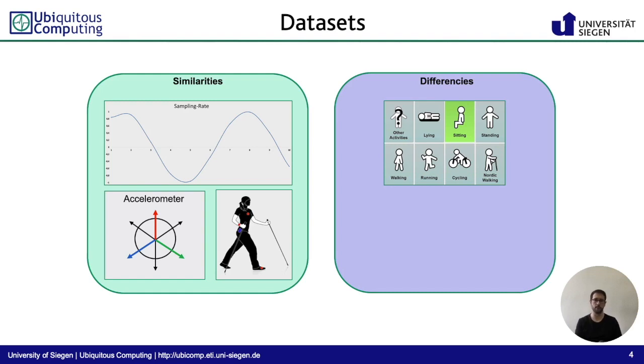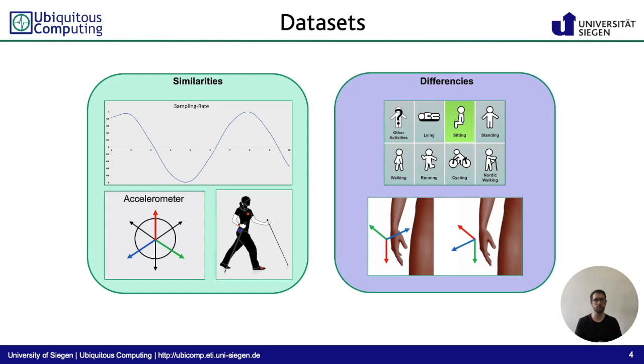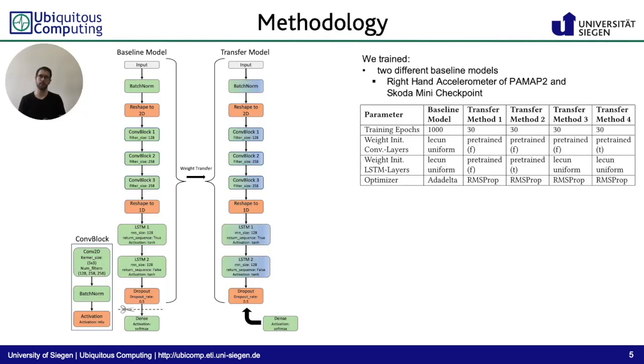After corresponding with the authors of the datasets, we realized that they are recorded with different sensor orientations. We therefore computed every possible permutation and rotation of the axes to be able to test if the classification results increase if we match the sensor alignments. We trained two different baseline models, one with the wrist-worn accelerometer of PAMAP2 and one with the right-hand data of the Skoda dataset. We then transferred these models using weight transfer and 4 different methods.